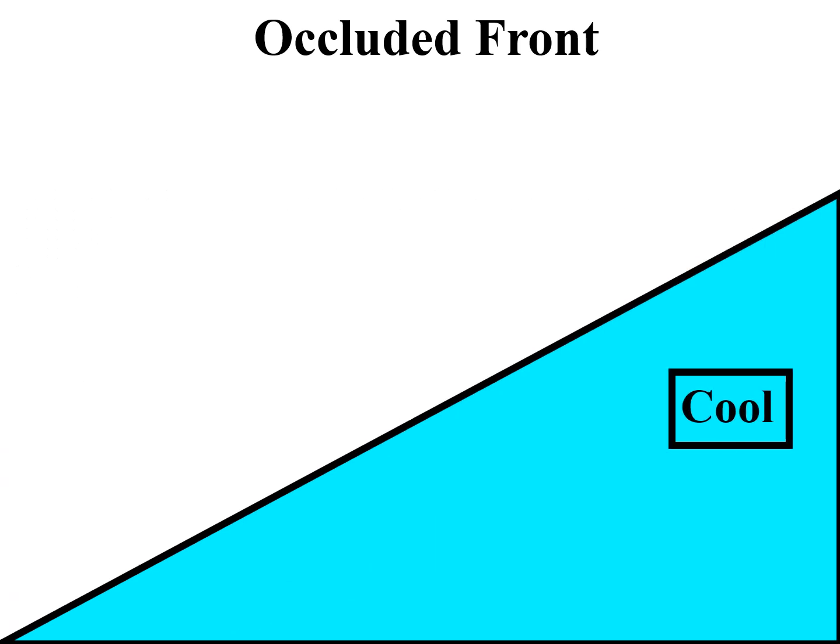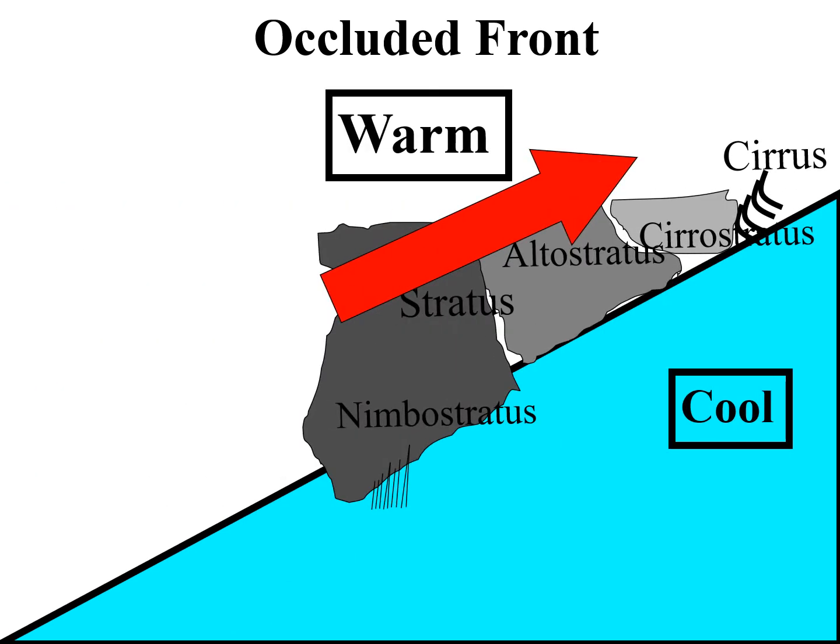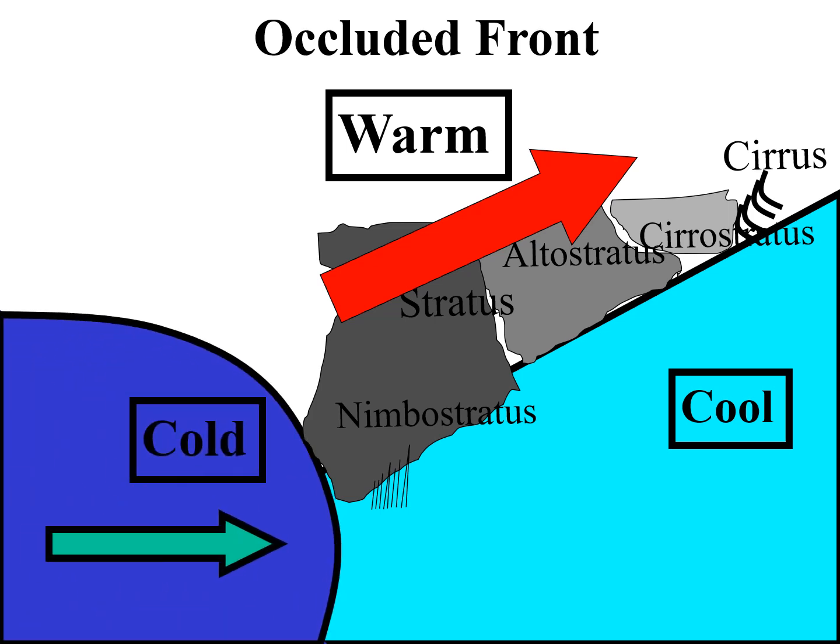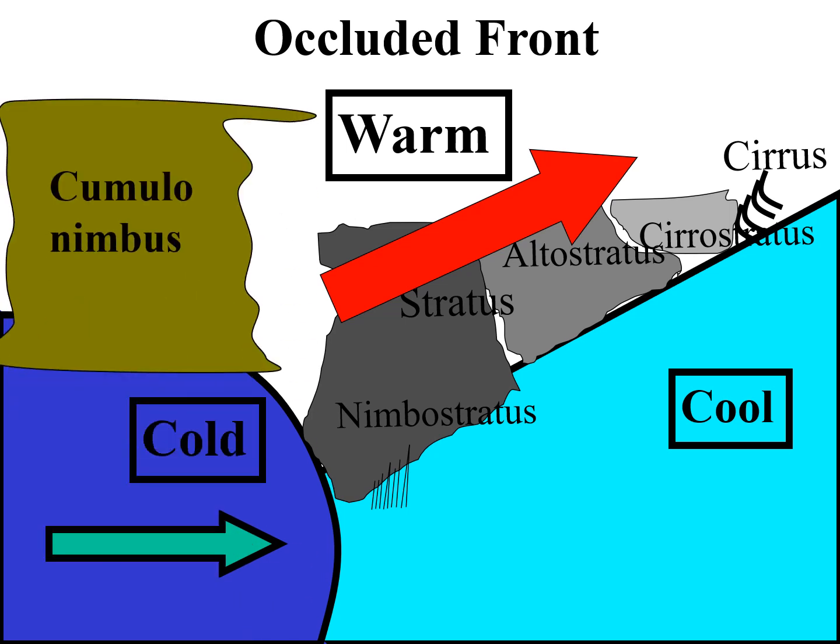Let's look at that occluded front. You have the warm air mass sliding up on top of the cool air mass. But then suddenly a cold front comes in. So where you were anticipating all the warm front weather, it's ended with a cold front. Big cumulonimbus clouds. And it ends with a bang. So that's an occluded front.